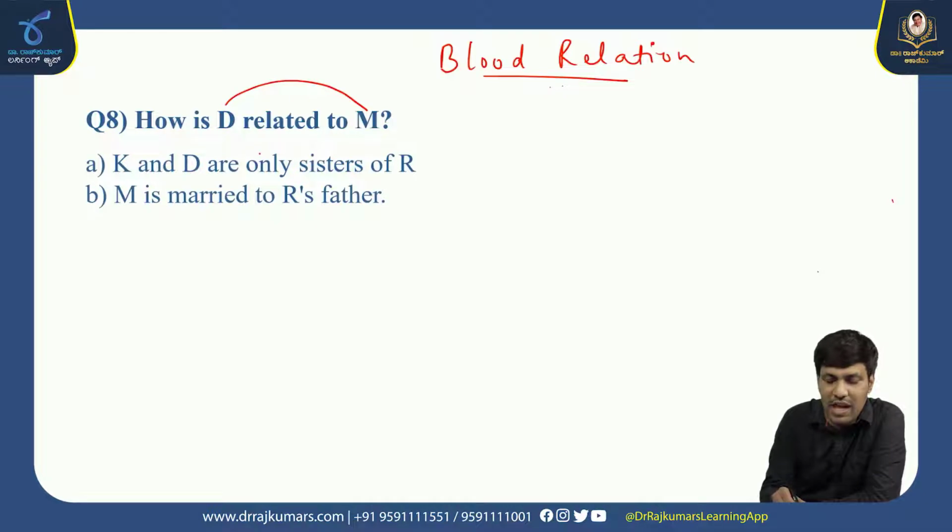Here D is there but the required parameter M is not there. M is missing in the first statement. From the missing parameter we can't judge for sufficiency. So we can directly say that statement 1 does not follow.